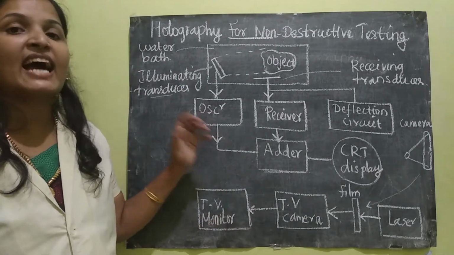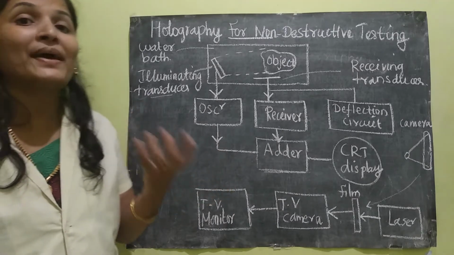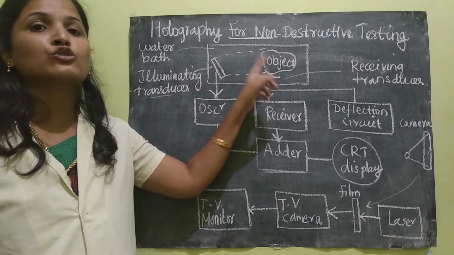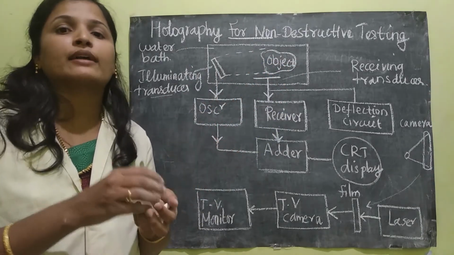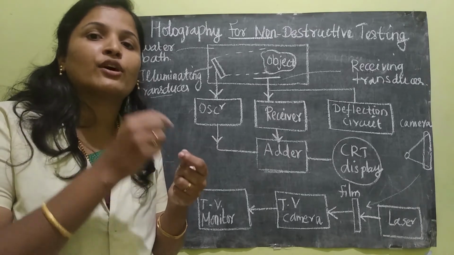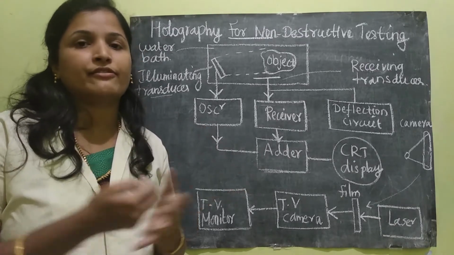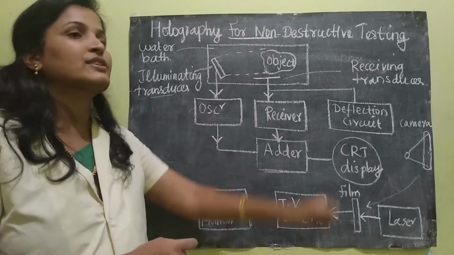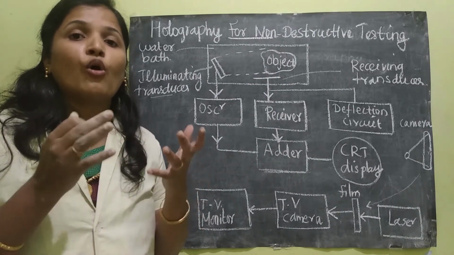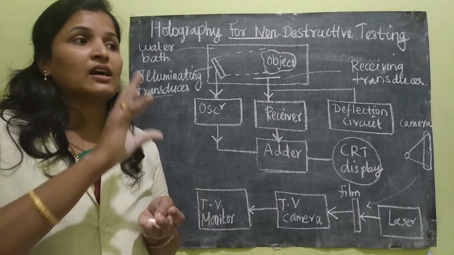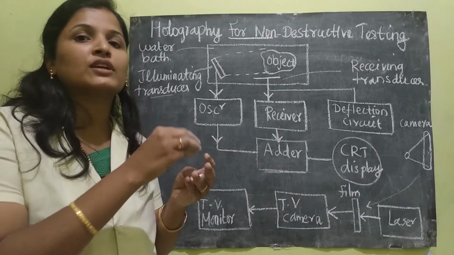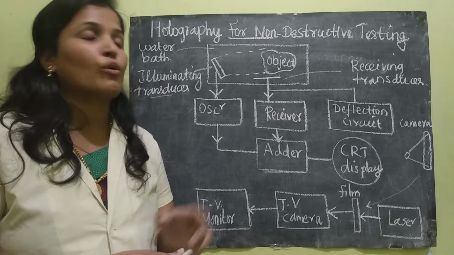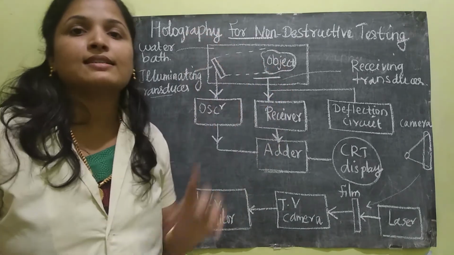If we see the advantages, take the opaque object. Opaque means light cannot penetrate into the object. For such objects, we cannot find any fault or deformities inside using a normal method. But this holography non-destructive technique is applicable for opaque objects also. Opaque means inside the object, we cannot see using the normal eye. So opaque objects also, this method is applicable.